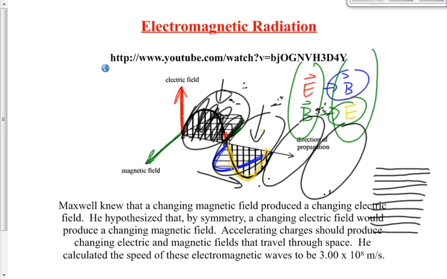So what is this exactly? We know it's caused by accelerating charges. We know it consists of changing electric and magnetic fields. What is it? It's energy. That's what waves are in general, energy.